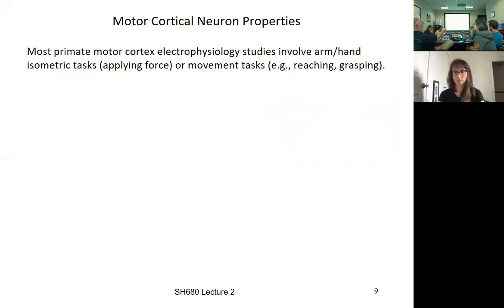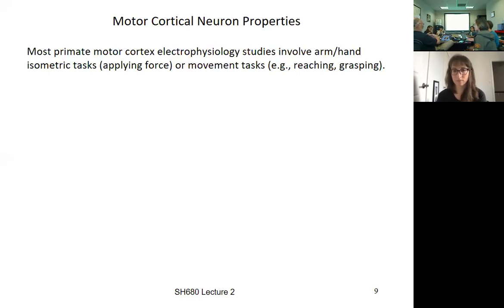Isometric tasks, where basically there's a manipulandum that doesn't move, but it measures forces, and the monkey's supposed to push on it to move the cursor forward and pull on it to move the cursor back, something like that. Those are called isometric tasks, since nothing moves, but forces are being adjusted. That type of task is very common for the most primary of the primary motor cortex cells, because those cells are the ones that are most force related.